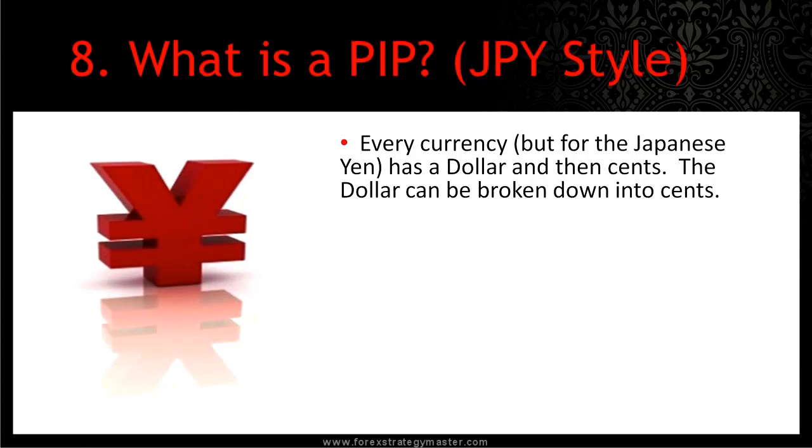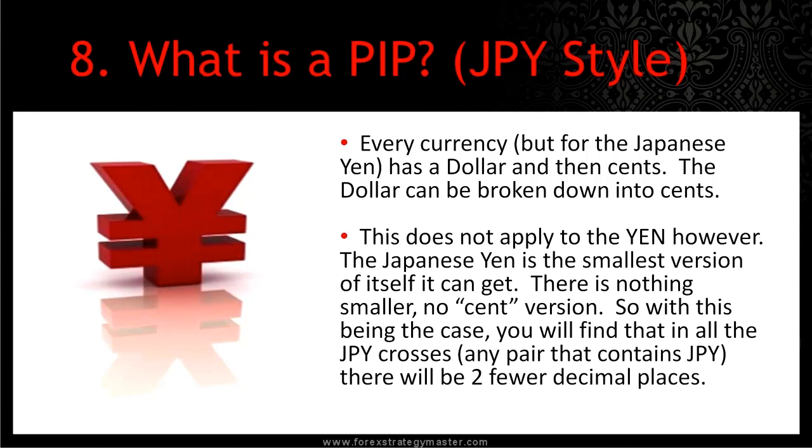Now, every currency except for the Japanese yen has a dollar and then a cents to it. The dollar can be broken down into cents. This does not apply to the yen, however. The Japanese yen is the smallest version of itself as it can get. Every other currency has a dollar or something like it, and then a breakdown, generally by 100. Now we've got $1, you can make 100 cents. The Japanese yen is the smallest denomination that this currency comes in. There is nothing smaller, no cent version to the Japanese yen.